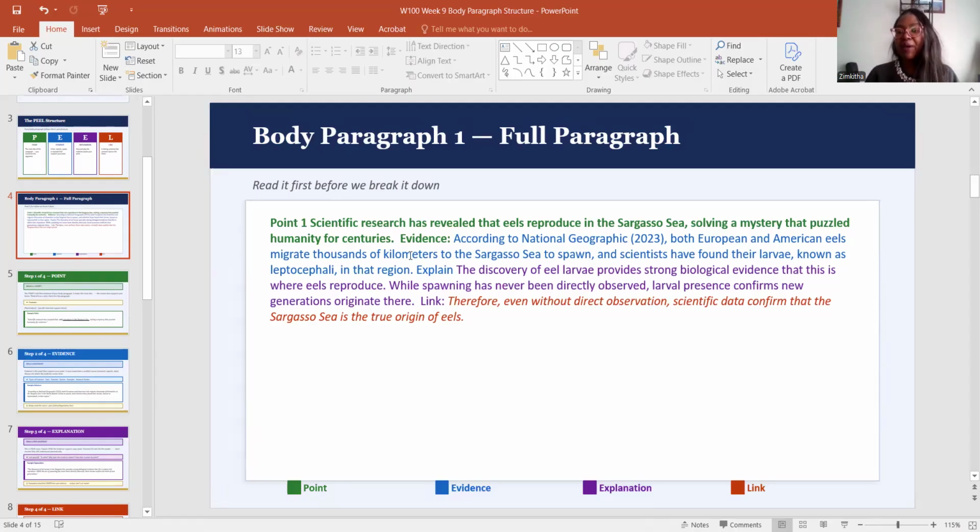So what do you do with body paragraph number 2? Exactly the same formula. You point out your main point. Remember, you need to have a main idea and a controlling idea. Then you need to find evidence for it. Then you need to explain. Then you need to link it back, okay?